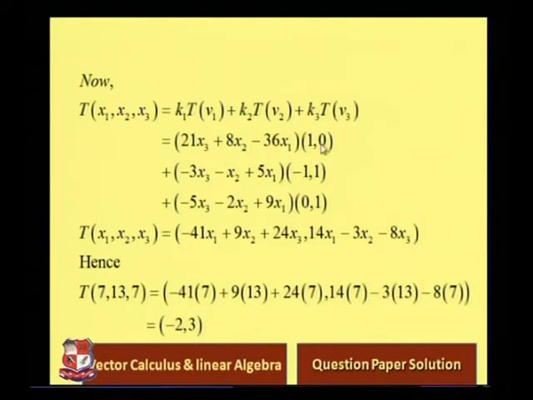Substitute here k1 and T(v1), k2 and T(v2), similarly k3 and T(v3), and then simplify. So we get T(x1, x2, x3) equal to this first element and this second. So this is our formula for T(x1, x2, x3). Now to find T(7, 13, 7), we substitute x1 is 7, x2 is 13 and x3 is 7. So we get the last answer, minus 2 by 3, and this is the solution of our example.